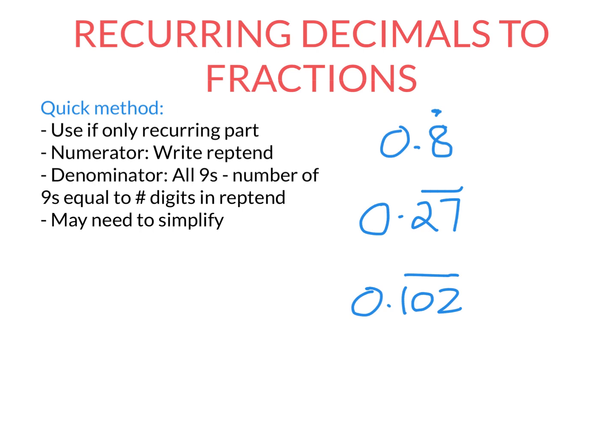So remember, recurring decimals are ones like this. This is written in exact form. The digits after the decimal place go on forever. So 0.8 recurring is 0.88888. The 8s go on forever.